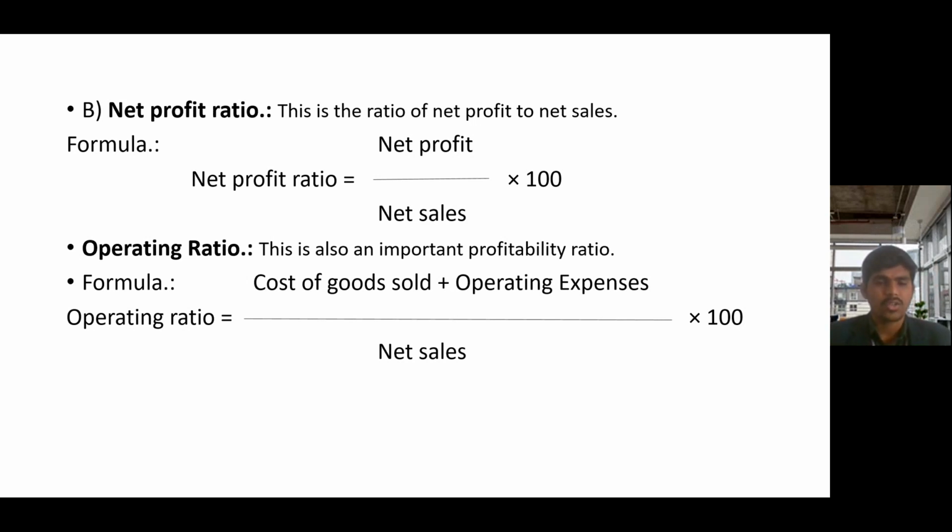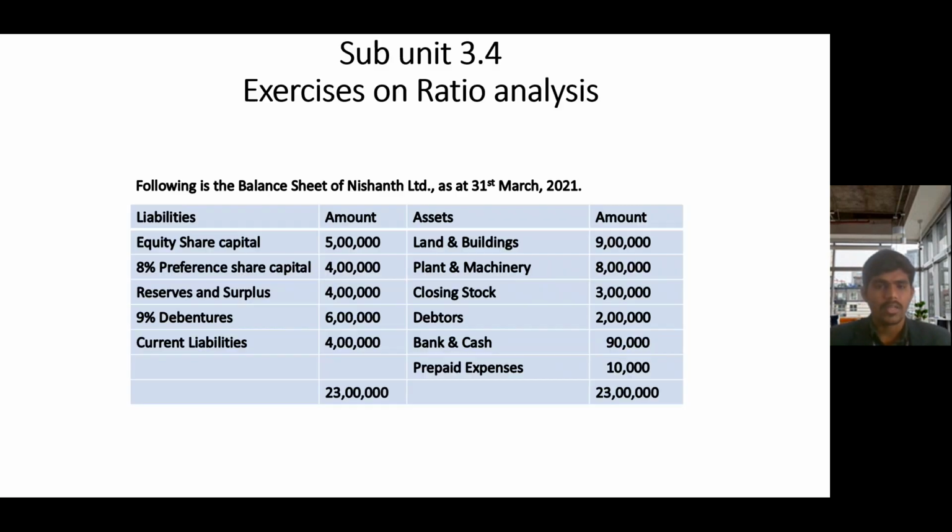Next is operating ratio. This is also an important profitability ratio, which tells us our company's operating performance. Operating ratio is equal to cost of goods sold plus operating expenses, at what cost goods are sold and what my operating expenses are. That together is divided by net sales into 100. So how much my net sales are, and that is multiplied by 100. So this is about the operating ratio.